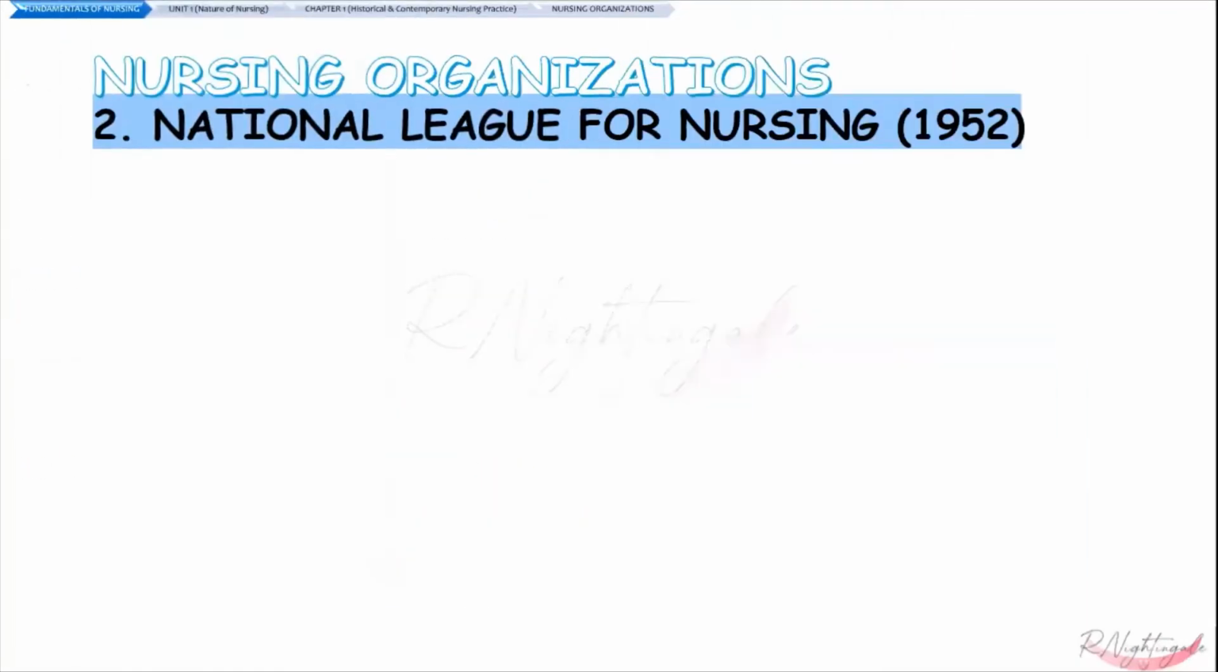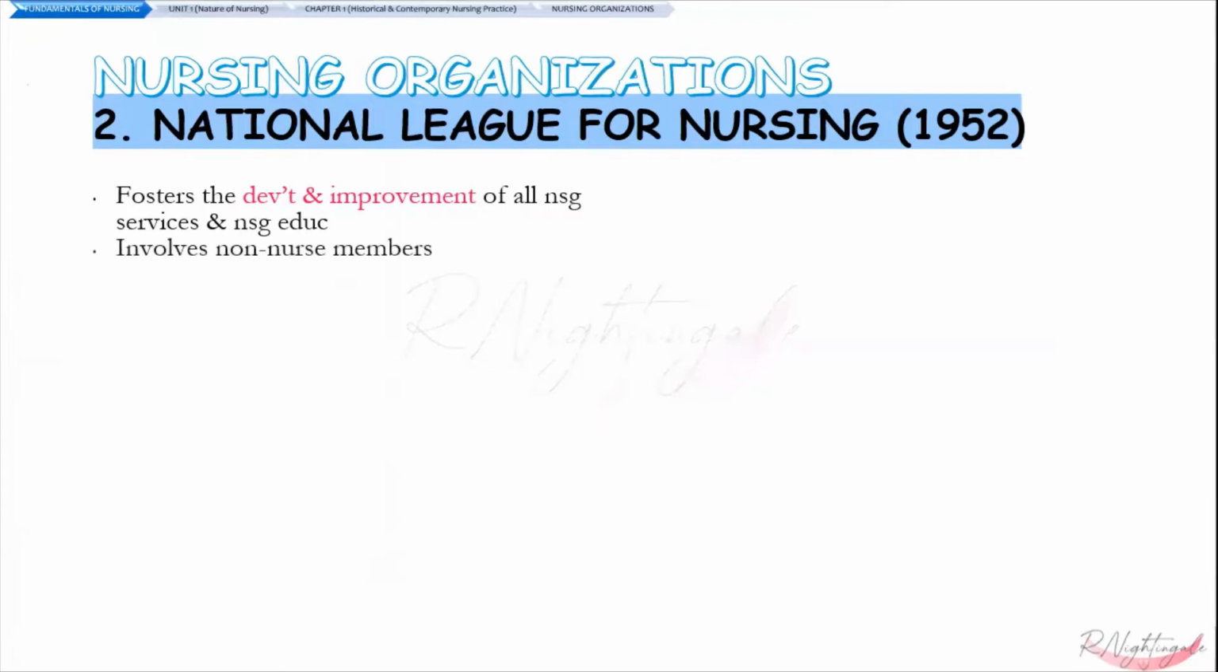Next is the National League for Nursing. The NLN, formed in 1952, is an organization of both individuals and agencies. Its objective is to foster the development and improvement of all nursing services and nursing education. People who are not nurses but have an interest in nursing services, for example, hospital administrators, can be members of the League. This feature of the NLN involving non-nurse members, consumers, and nurses from all levels of practice is unique.